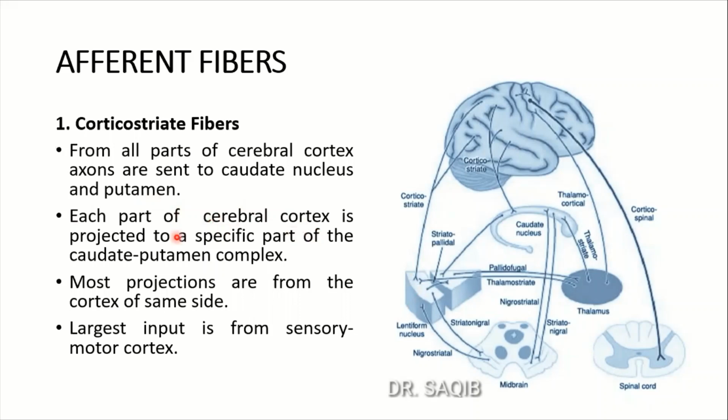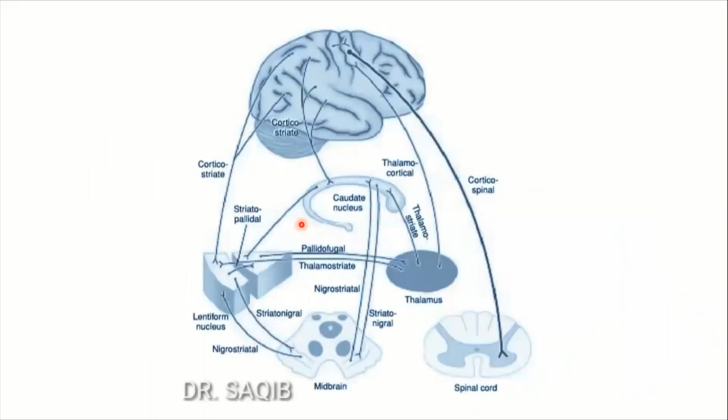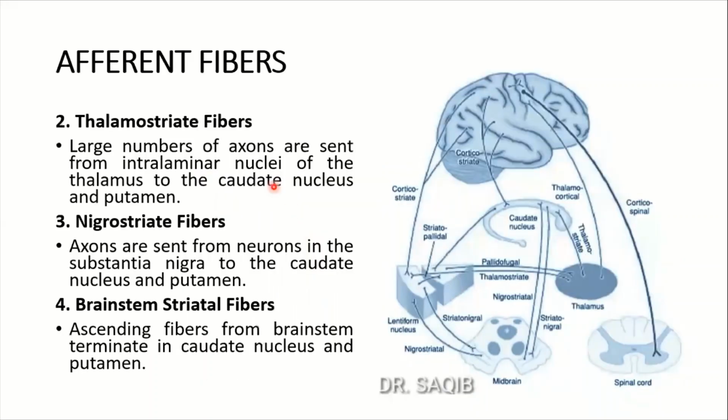Each part of the cerebral cortex is projected to a specific part of the caudate putamen complex. Most projections are from the cortex of the same side, right? The largest input is from the sensory motor cortex. I told you already in the previous flow chart.